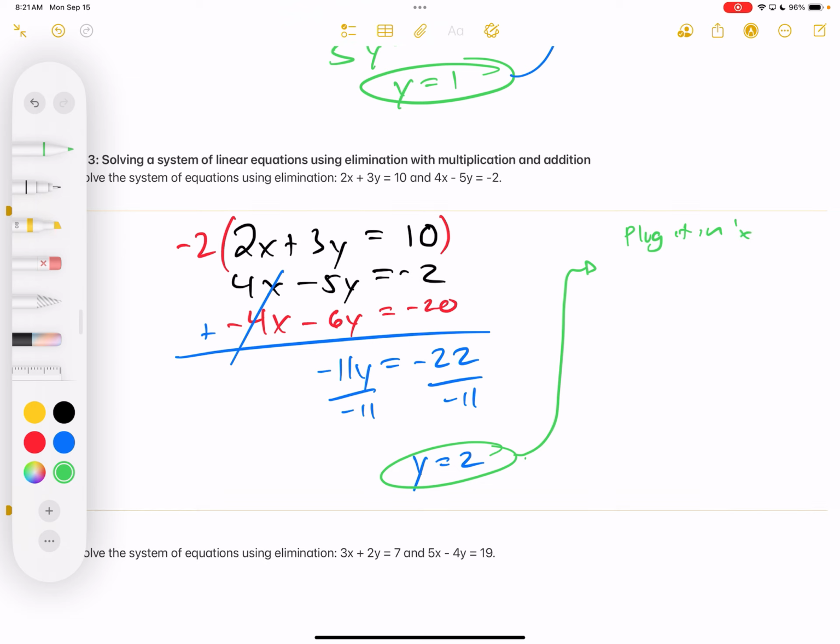Okay, and just like before, once you get one answer, take it and plug it in. You can plug it back into any one that you want to. Like I'm going to plug it back into the top one. I don't really have a reason for that. There's no negatives in it, so I guess that's good. So 2x plus 6 equals 10. 2x equals 4. x equals 2.